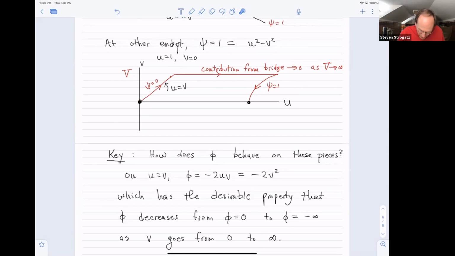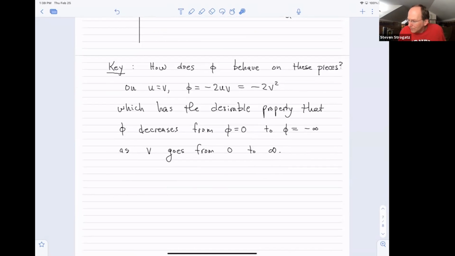So this is what's good about this. That's why we choose this contour piece rather than this. If we had chosen this one, phi would increase to its maximum out here, and that's no good. That's too confusing. So, just to write that down, we're not going to do it this way, but on u equals negative v, phi increases.